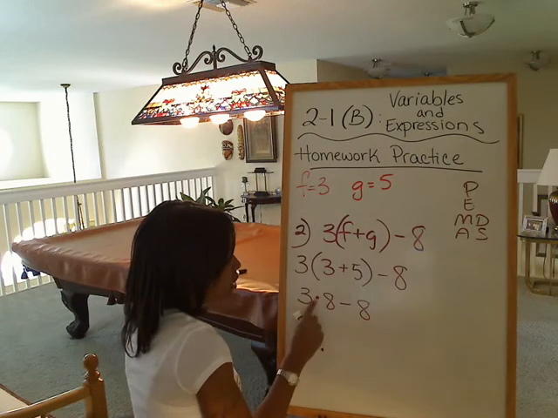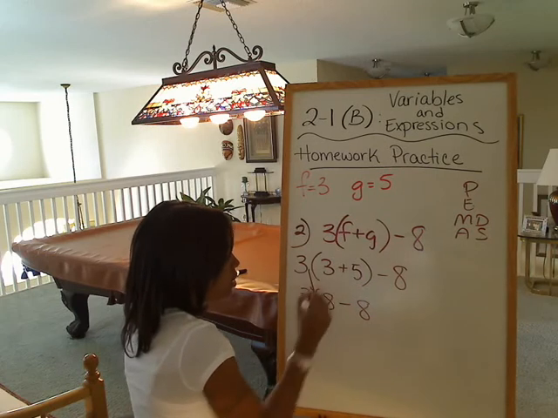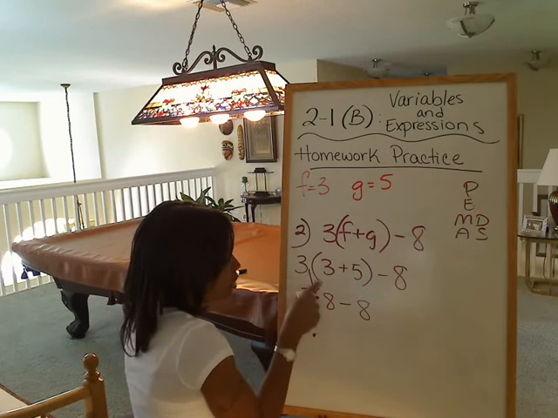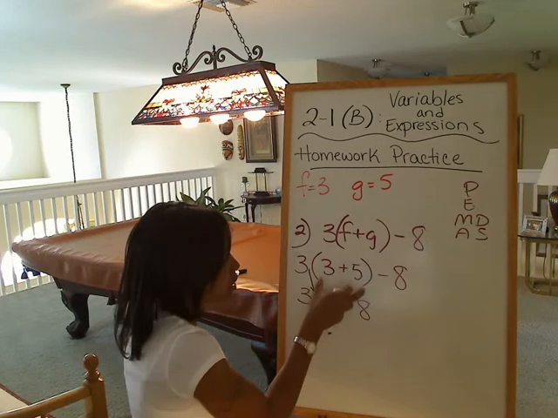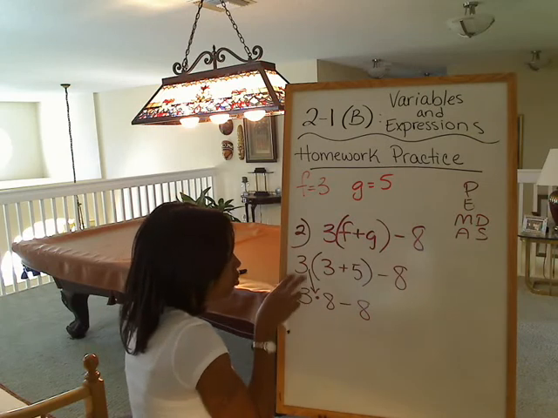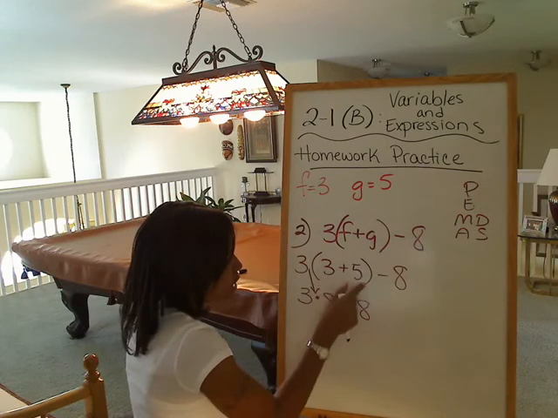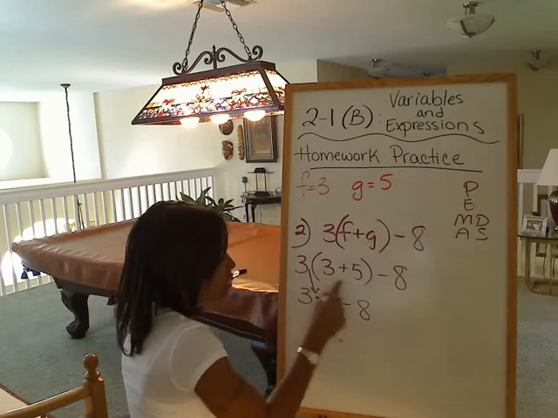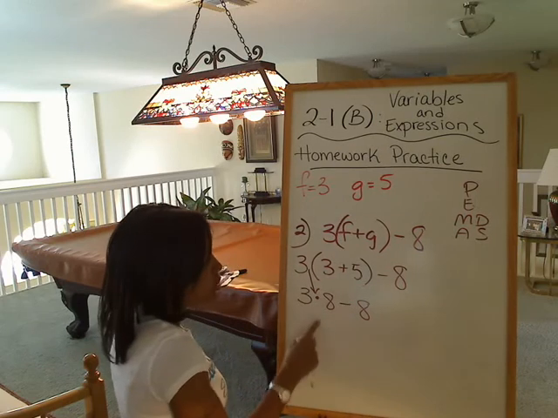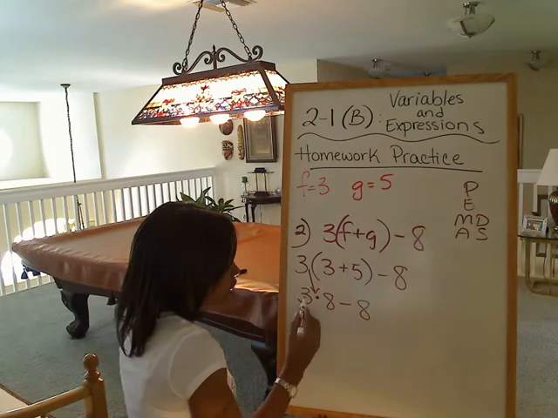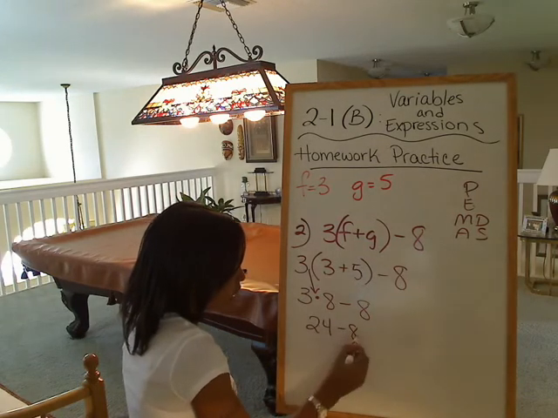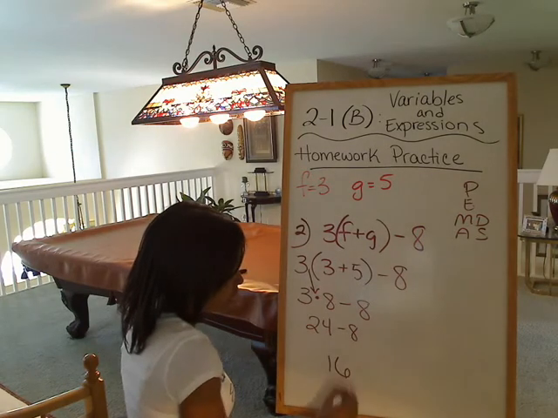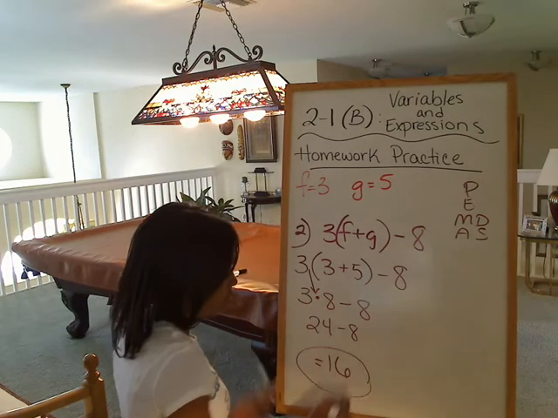The reason I put times here is because whenever you see nothing in between a number and a parentheses, it means multiply, just like we did in the last question. Remember I told you parentheses means multiply? So this meant 3 times 3 plus 5. 3 plus 5 is 8, so this is 3 times 8. Multiplication comes before subtraction. So 3 times 8 is 24 minus 8. 24 minus 8 is 16. Final answer.